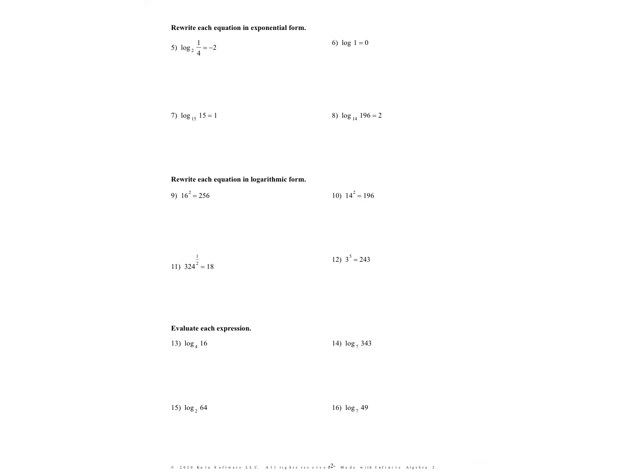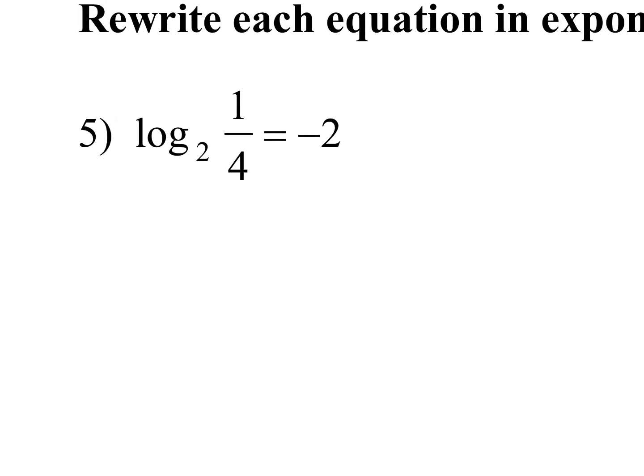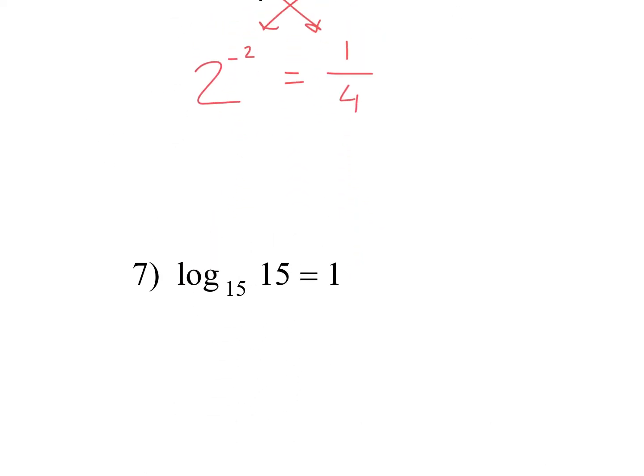So let's look at number 5. Here we are rewriting each equation in exponential form. So it's given to us in log, we need to put it in exponential. So what is our base? 2. What is our exponent going to be? -2. And then what's that equal to? 1/4. Perfect. This is our base. That's where we start. And then we just switch the position of the other 2. Number 7. What's our base? 15. What's our exponent? 1. And what's that equal to? 15. Perfect. This is our base. And then we switch these 2.